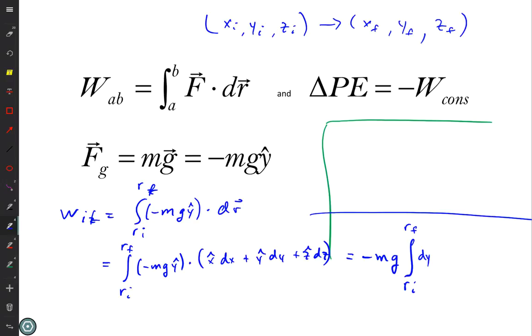So now I have my r, which is x initial, y initial, z initial, but my integral is only dependent on y. And so when I do this integral, I forgot the minus sign.